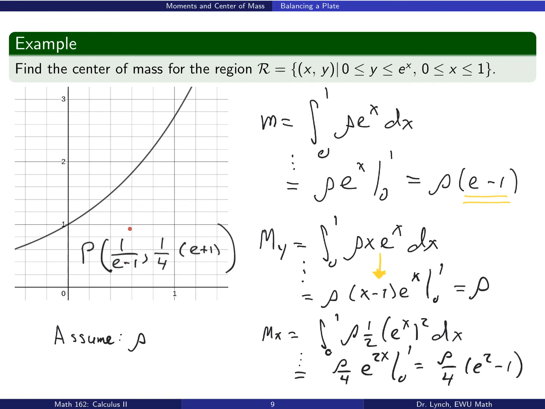So here's the center of mass of the system. The x coordinate is m sub y over m, which simplifies to 1 over e minus 1. And the y coordinate is m sub x over m, which simplifies to 1/4 times e plus 1.